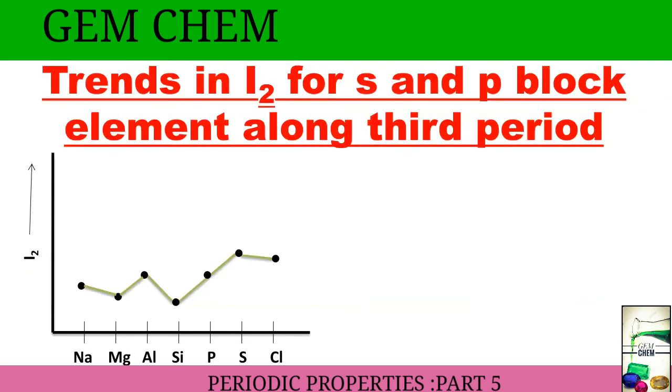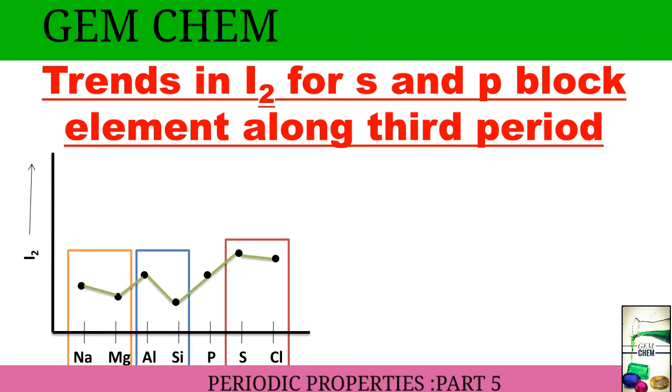Right. Now we will go for the next part, that is trend in I2 value for s and p block elements along the third period. Now see this one. Here there is a decrease from sodium to magnesium. This is an anomaly here. Next, aluminium to silicon, and the last one is from sulfur to chlorine. Now first thing, here there is a preference of increasing, right, but it is not increasing. Similarly here also there was a requirement to increase, or it can decrease, but it is somewhere midway in between. So we will explain each and every part.